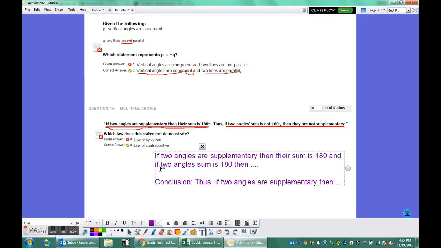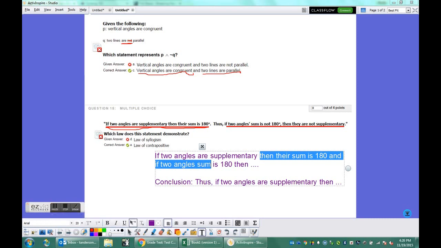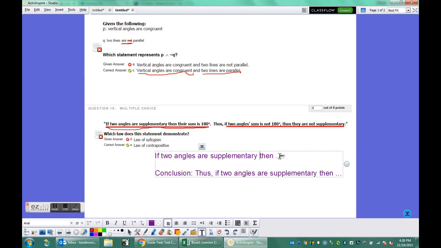Okay, so I would strike through the center part here that matches between the two. So it's like I'm cutting out the middleman. When I'm using law of syllogism, I'm cutting out the step that matches between the hypothesis and the conclusion. So that's going to be my final. The part after the thus should have been if two angles are supplementary, then whatever.